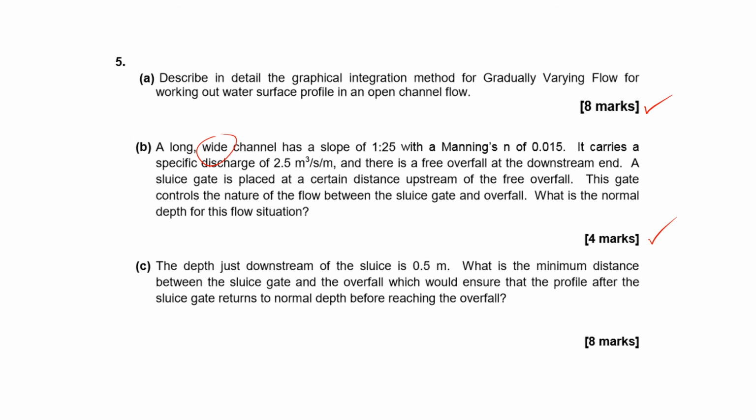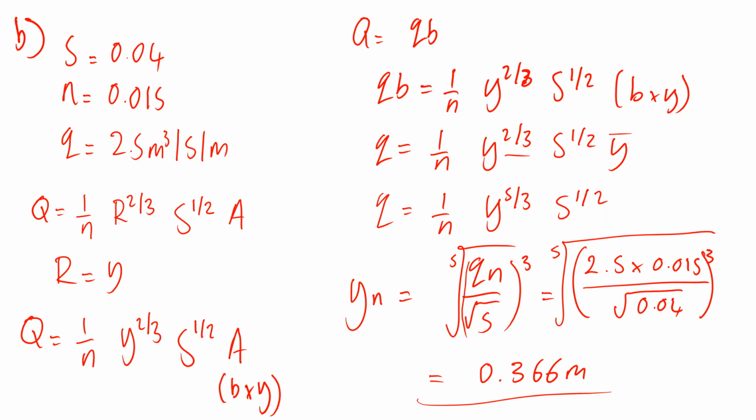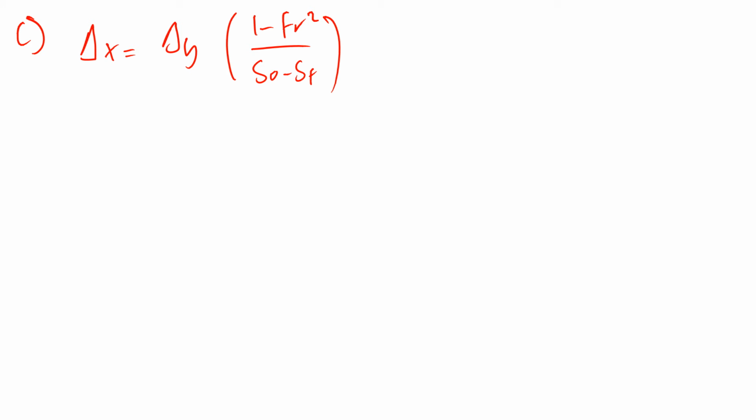And the question again doesn't tell you which method to use, so you can either use a direct step method or a standard step method, so it's totally up to you. So I'm just going to use the direct step method here. So part C, I'm going to say delta x equals delta y times (1 minus Fr squared) over (S0 minus Sf). So that's the direct step method.